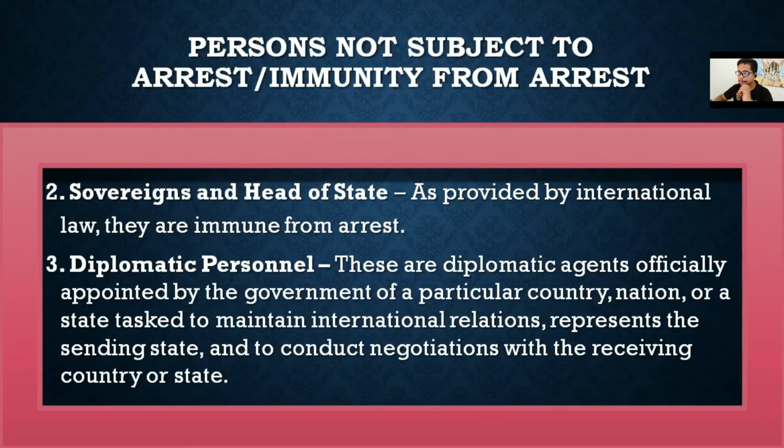So aside from congressmen and senators who are immune from arrest, sovereigns and heads of state are also immune from arrest as provided by international law. They are immune from arrest, as well as diplomatic personnel. These are diplomatic agents officially appointed by the government of a particular country or state, tasked to maintain international relations, like diplomats or ambassadors. So they are exempted from arrest.